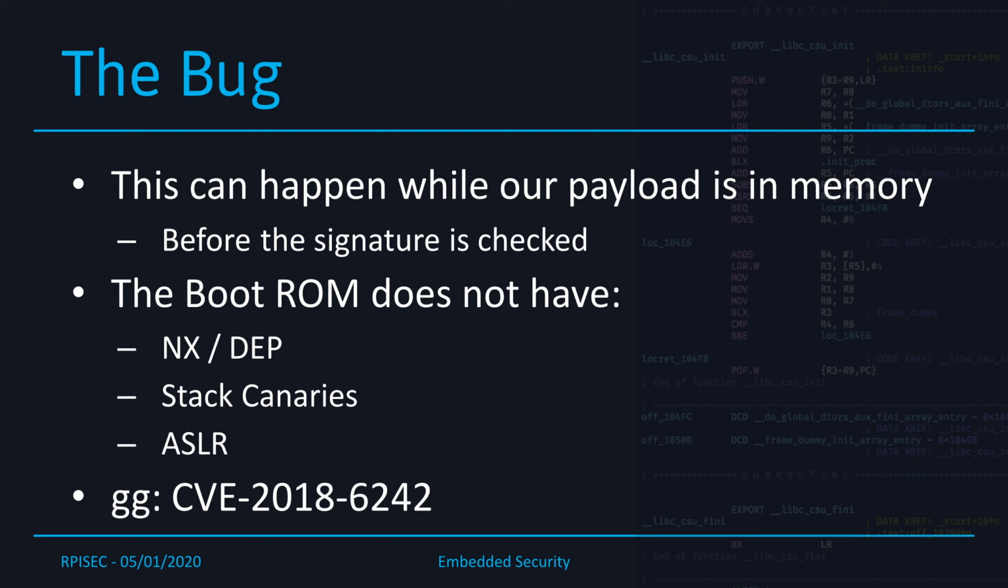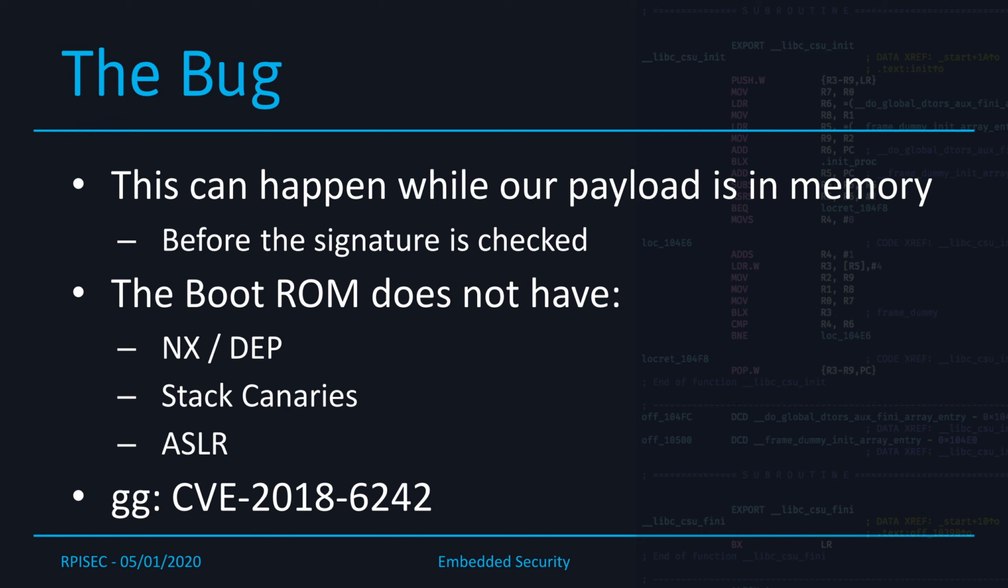So we're basically going to be sending this unauthenticated big payload of data that gets copied on top of the stack. And to make things even easier, the boot ROM does not have NX, stack canaries, ASLR, or any kind of modern mitigation, because it's running in this really low level environment that hasn't set any of that up yet. So if you've done any kind of exploitation in the past, you'll immediately recognize that a complete stack overwrite without any mitigations is just a GG. And this gives us CVE-2018-6242.